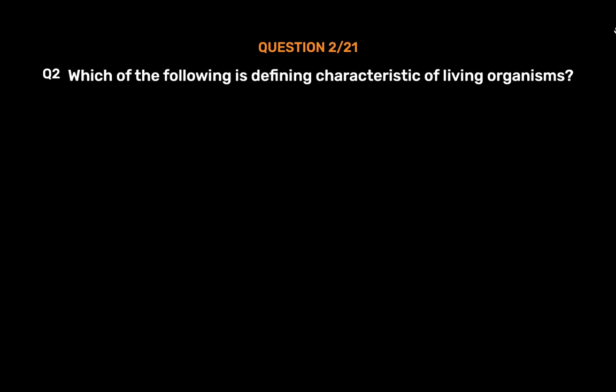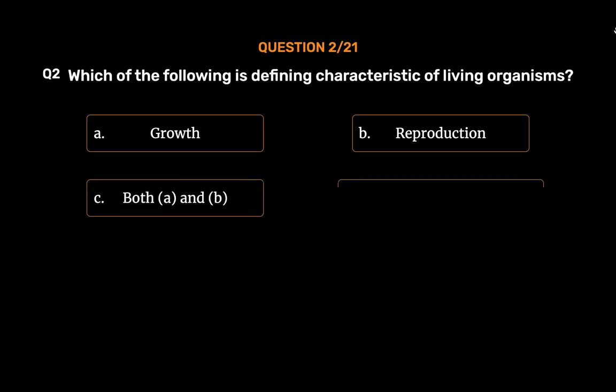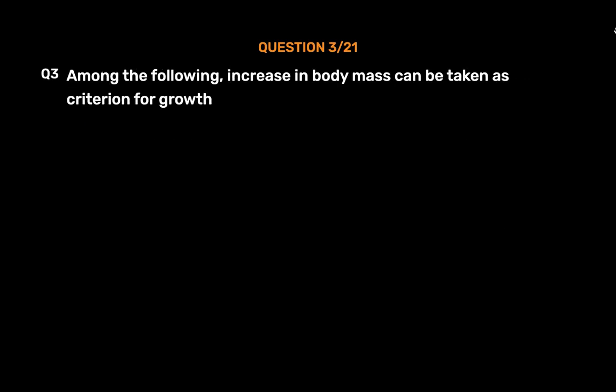All of these. Question number 2. Which of the following is defining characteristic of living organisms? Option A. Growth. Option B. Reproduction. Option C. Both A and B. Option D. Response to external stimuli. The correct answer is Option D. Response to external stimuli.